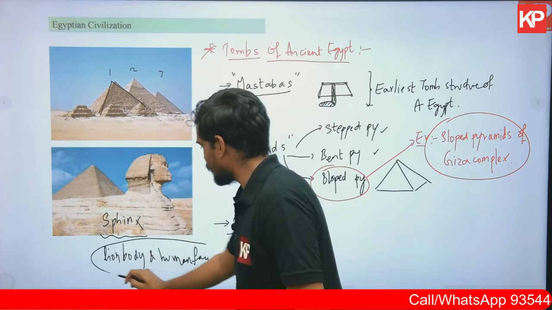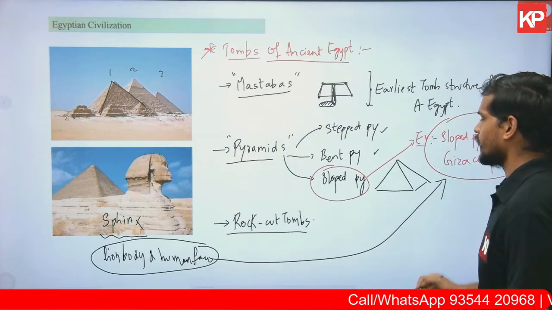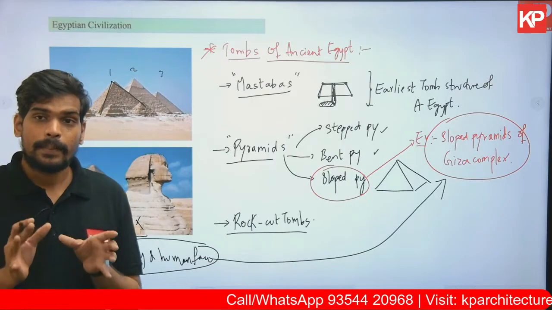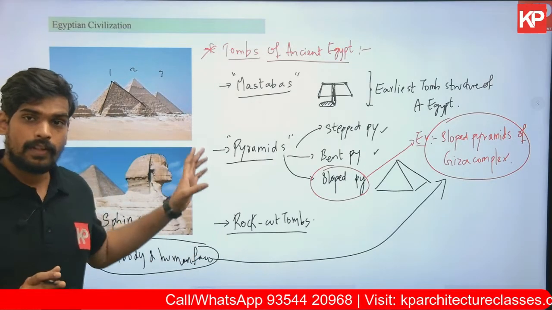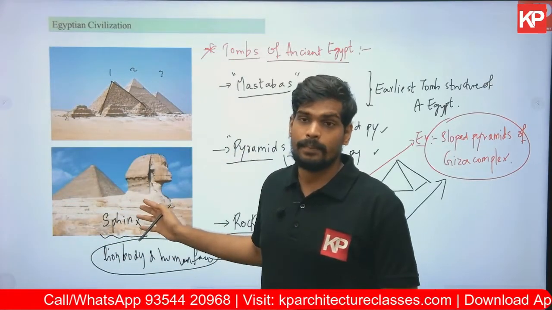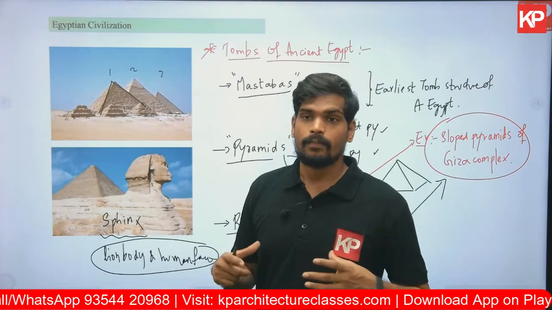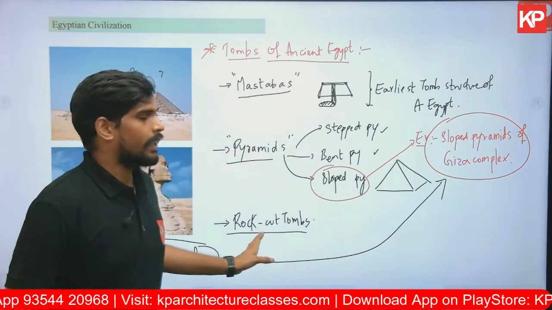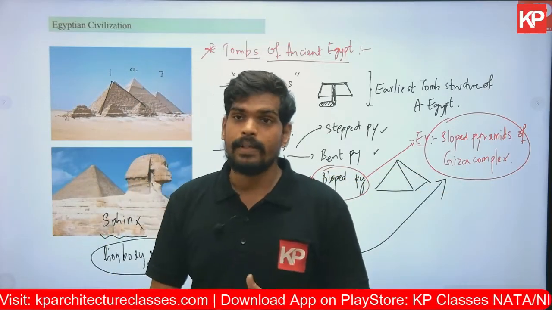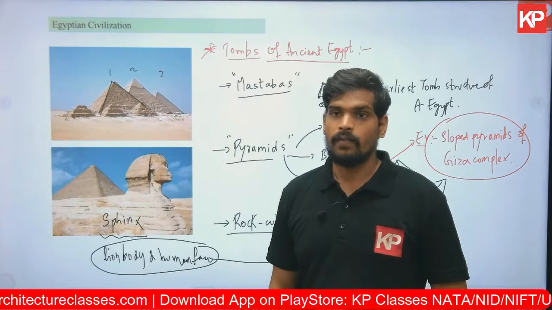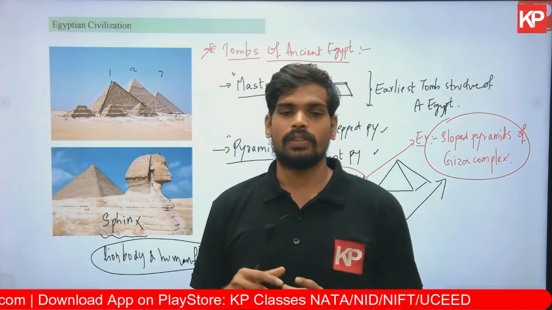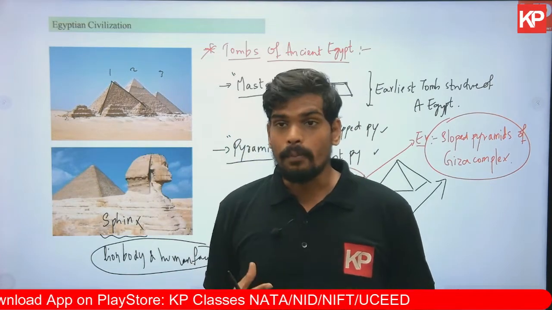And where is it located? Try to look into the picture carefully. You get picture identification based questions in the NATA also. So observe carefully this particular pyramid, the Great Pyramid of Giza. Just beside it, you have the Sphinx, which is a mythical monster with a lion body and a human face. It is closely connected with the sloped pyramid of Giza complex. The largest pyramid is the Great Pyramid, and near it you find the Sphinx. So remember these points and remember that name, Sphinx. That is also important. These are some important points with respect to the tombs of ancient Egypt.